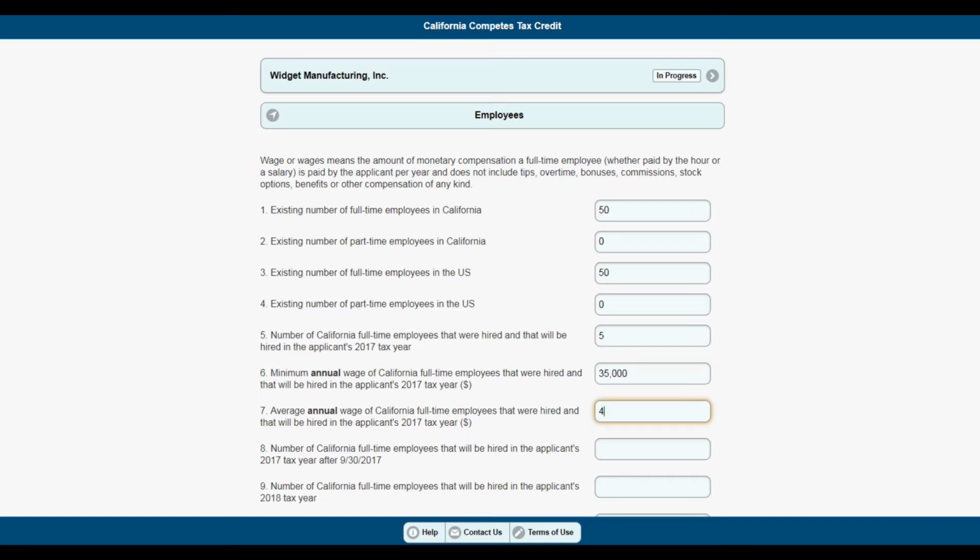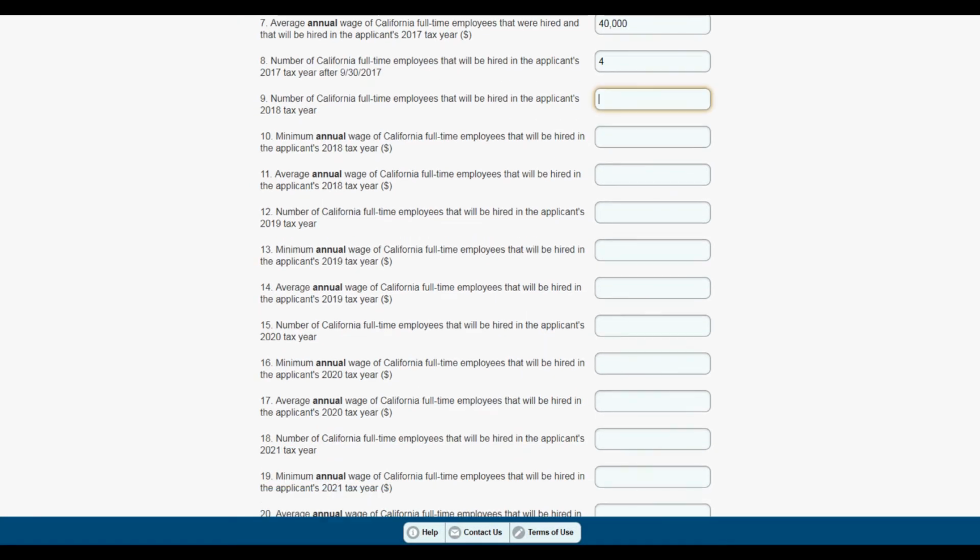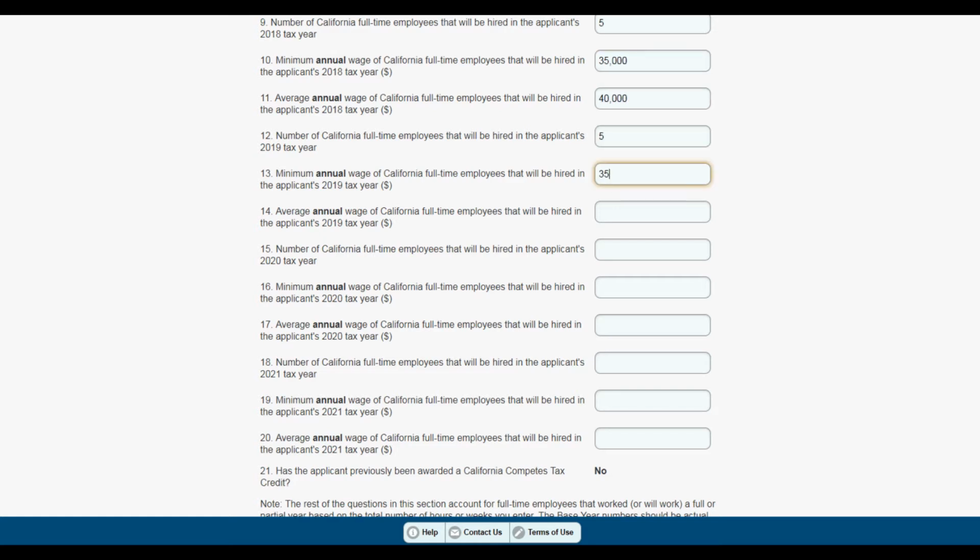In other words, each employee will make at least $35,000 per year, and all 5 combined will average at least $40,000 per year. While Widget may pay some employees more, as part of its application, it is committing to pay its new full-time employees a combined average of at least $40,000 per year. We repeat 5 employees per year at $35,000 minimum and $40,000 average until question 21.